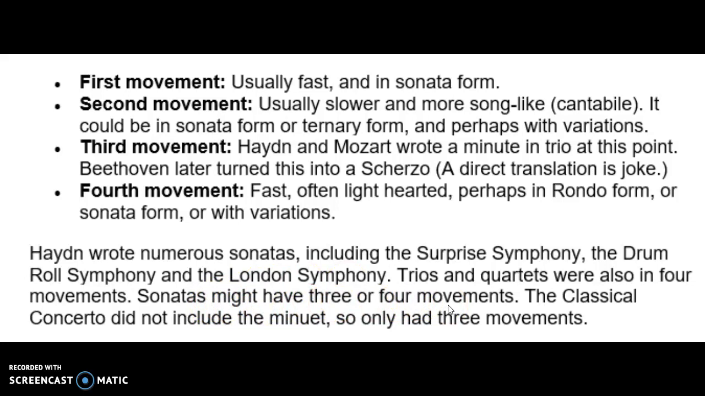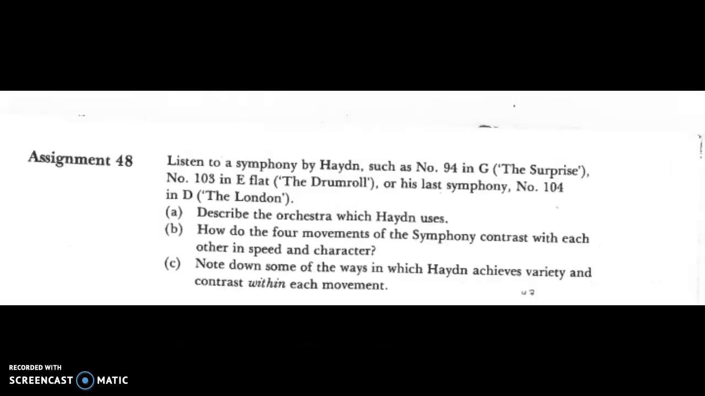The classical concerto that we will do next week did not include the minuet, and so only had 3 movements. So what's important for today is that you know that the symphony started with 3 movements, and that changed to 4 movements later on, and the sonata that we're also doing today might have 3 or 4 movements. We will concentrate on assignments 47 and 48 this week. So 47 was about the sonata.